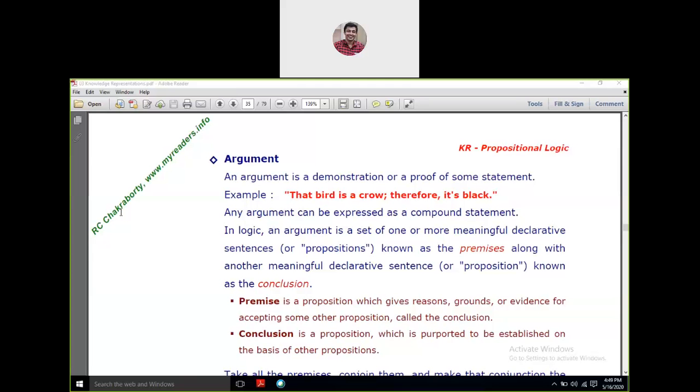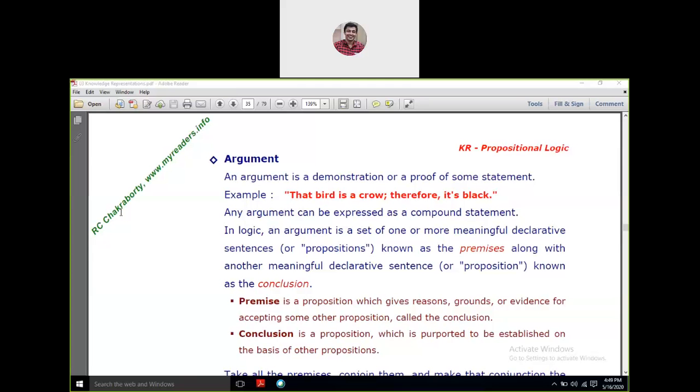So, for example, that bird is a crow, therefore it is black. So what is the premise here? Since the bird can fly, we can have some other facts also associated with this complex sentence, that the bird can fly, or it has feathers, and with that we have given one more premise, that is, the bird is a crow. Since the bird is a crow, the conclusion is that it's black, right?